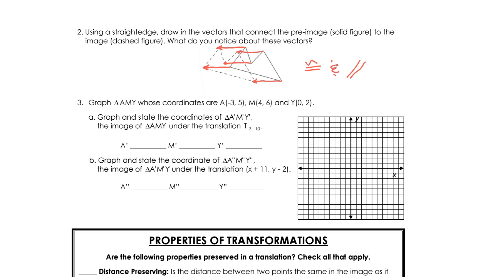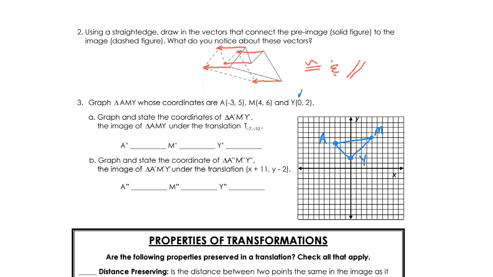A is at -3, 5. Put a dot, call it A. M is at +4, +6. Put a dot, call it M. And Y is at 0, 2. Be careful with the 0. It means no left and right, and just up +2. Okay, and there's my Y. All right, we'll go ahead and try to make nice straight lines.